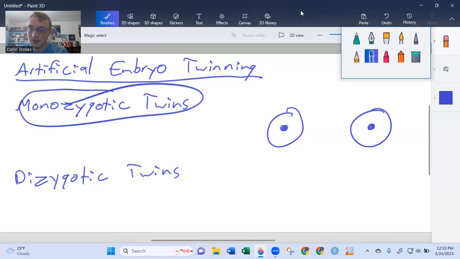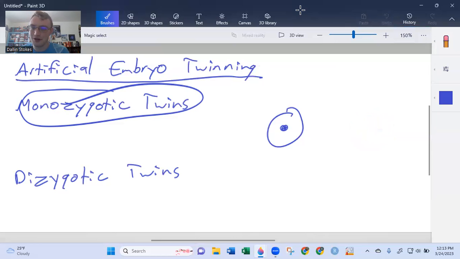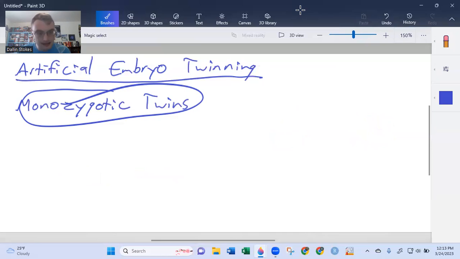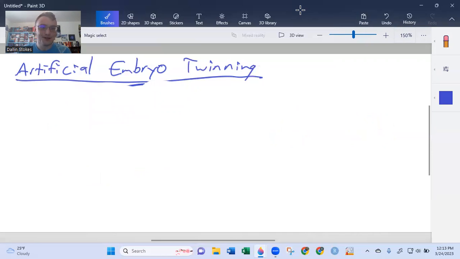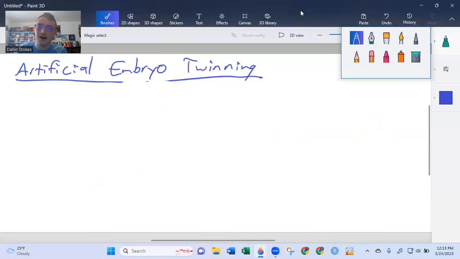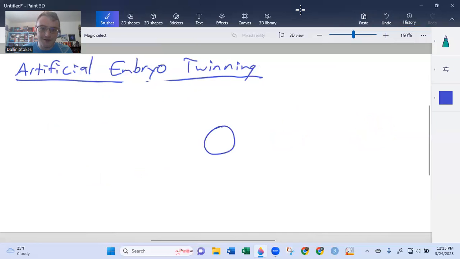Essentially, what we're trying to do in artificial embryo twinning is to deliberately create monozygotic twins. Naturally, this happens and you get identical twins, right? But the whole goal of artificial embryo twinning is to do this on purpose. So what they do is they take the egg and fertilize it with a sperm. This is like in vitro fertilization, right? Which we learned about clear back in week 9.